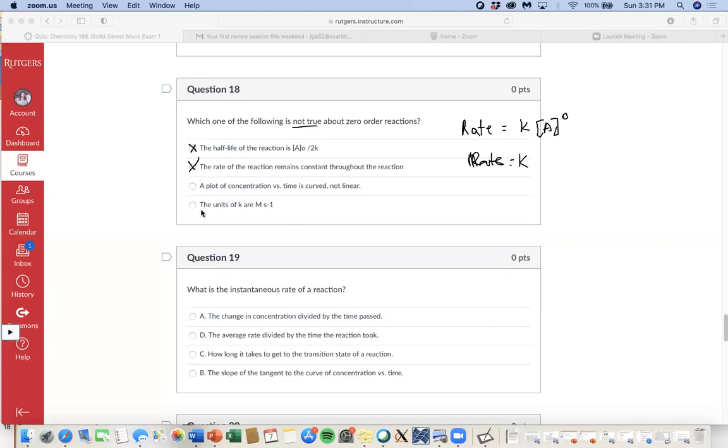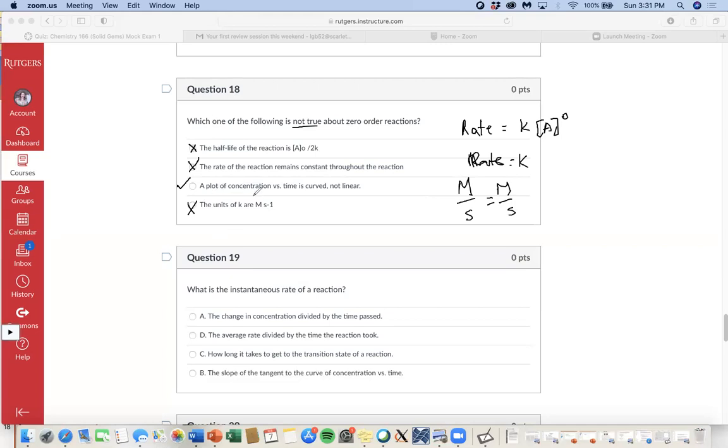Then this one: the units of K are molarity times seconds to the negative first power. This is true because your rate is measured in molarity per second. If the rate of your reaction equals your K value, then your K value also has to be in molarity per second. So this one is also true, and the correct answer is going to be the last one.